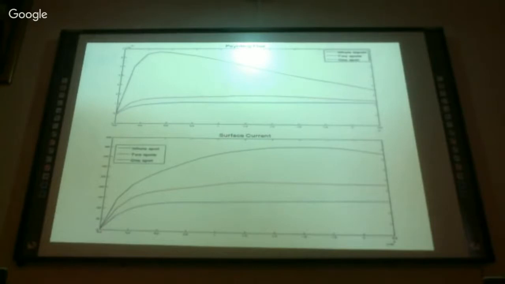And this is the Poynting flux. The Poynting flux is a measure of the electromagnetic energy that is pumped into a system. So this is E cross B. So again, even in the first case, you see that a lot of energy is being pumped into the system.